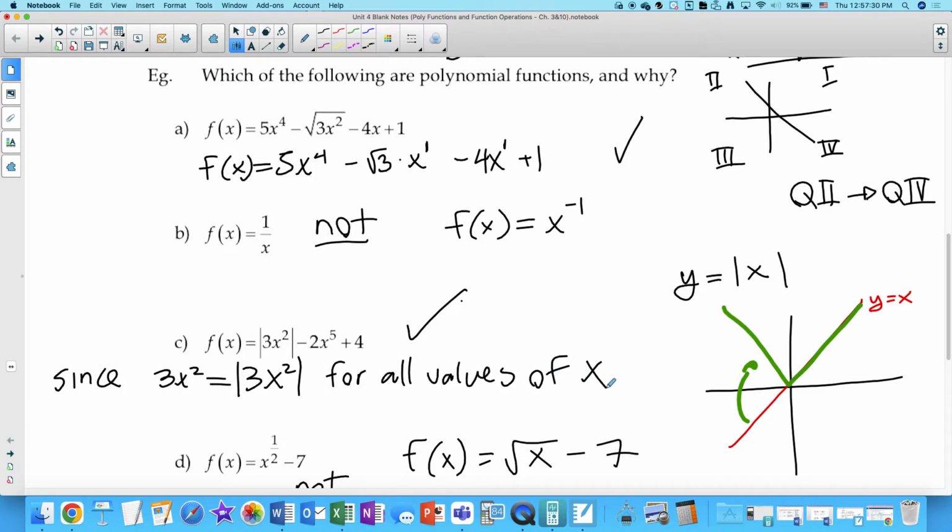Okay? This is always going to be positive or 0. So putting absolute value signs around it isn't going to change its value.